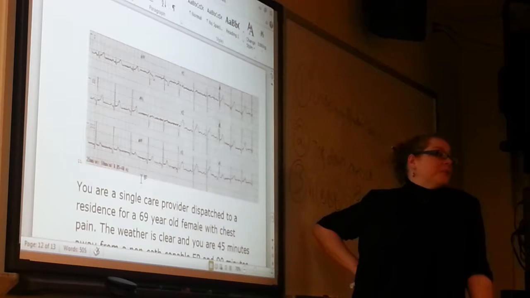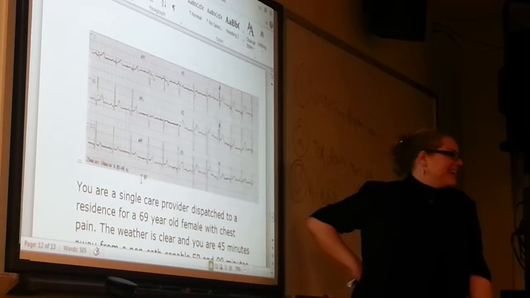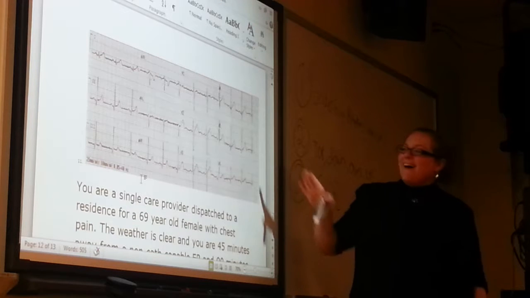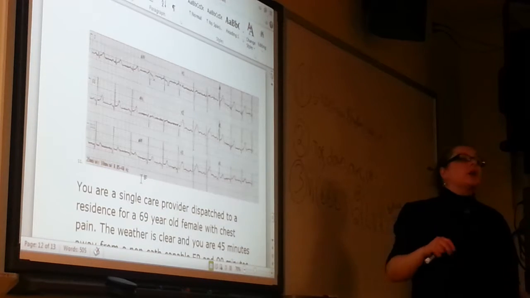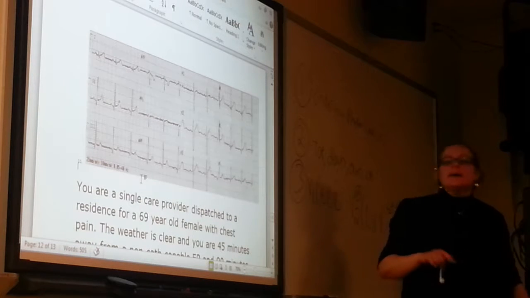See how this kind of drops off right here? That's when the printer stops recording. The heart doesn't stop beating. I did have somebody ask me that once: does that mean that the heart stopped beating? I'm like, no, it's okay. We just stopped recording.